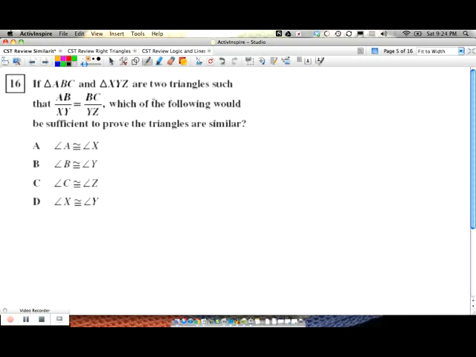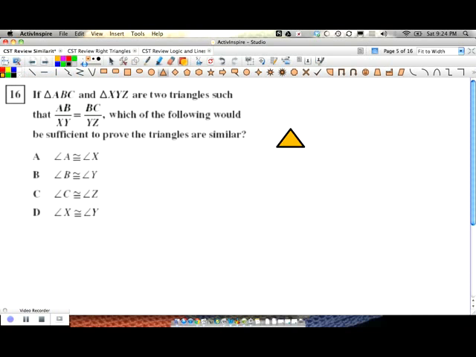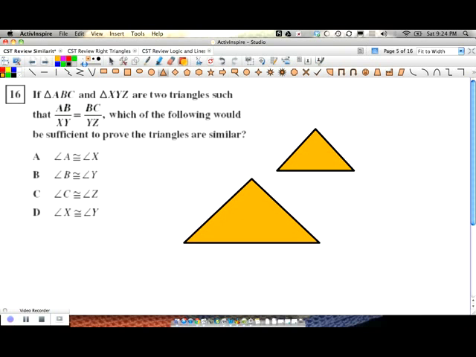It's a little bigger. ABC and XYZ are two triangles such that AB over XY equals BC over YZ. Which of the following would be sufficient to prove the angles of the triangles are similar? Oh man, so we got proportional sides going on here. So let's see how this would relate to each other. Let's go ahead and draw ourselves two triangles. Well, there's one, and here's one that's going to be the same but bigger.